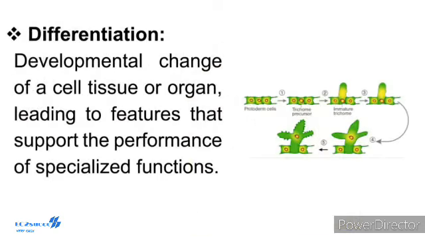Another one, differentiation. Developmental change of a cell, tissue or organ leading to features that support the performance of specialized function. So the multicellular organisms are made up of organ systems. They are formed by cell division and cell differentiation. In the beginning, the newly formed cells are alike, but during maturation, they undergo structural changes by a process called morphological or physiological differentiation.